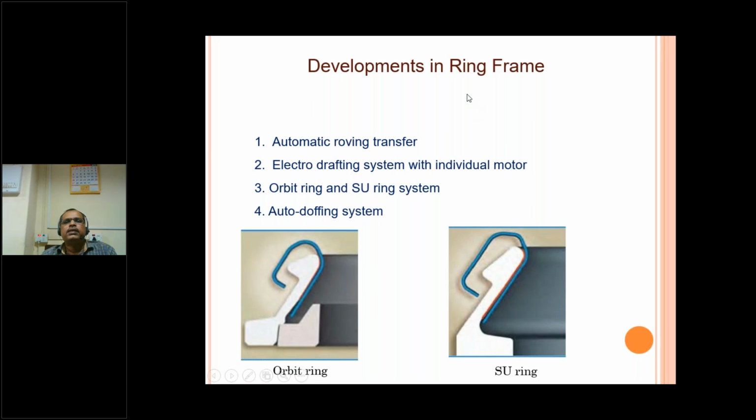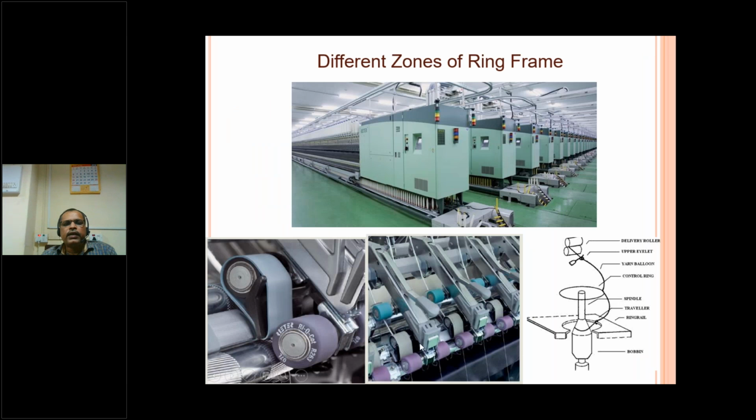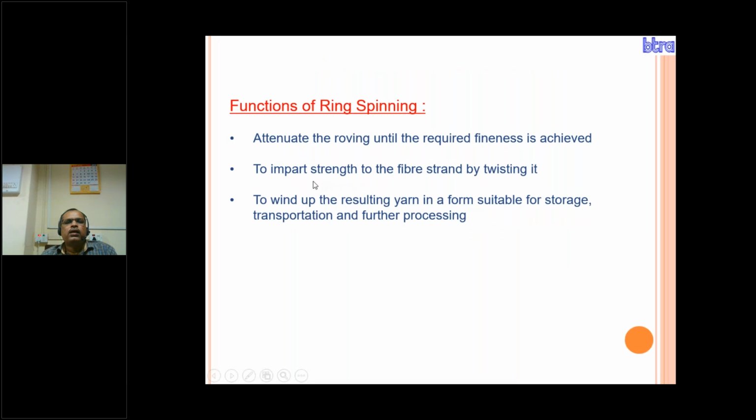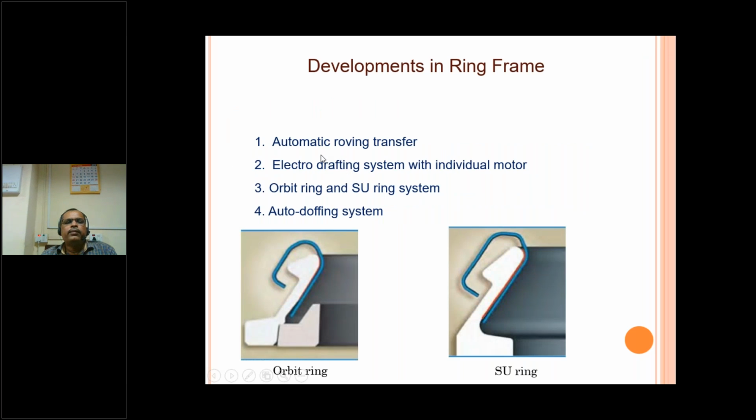What are the developments in the ring frame? Recently, automatic roving transfer, so roving will be transferred from the speed frame to the ring frame automatically. Electro drafting system with individual motor, where all the rollers are individually driven, so we can easily control the speed and set our required draft. So developments are automatic roving transfer, electro drafting system with individual motor, orbit ring and SU ring.